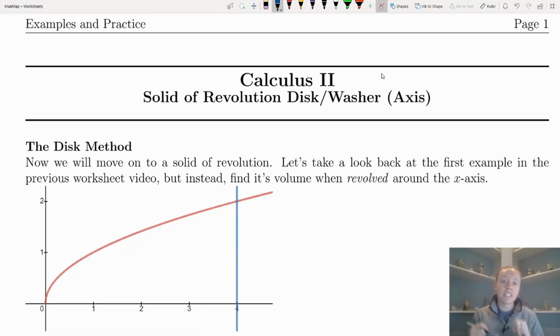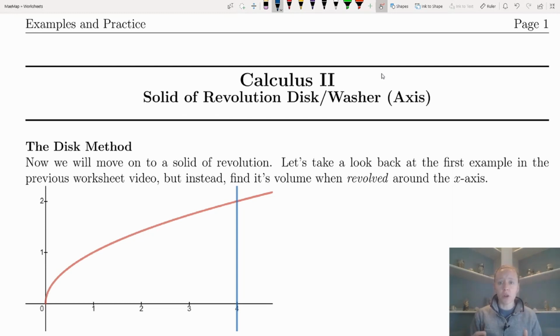Today, we're going to continue with that concept of slicing solids to find the volume, except this time we're going to find the volume of solids of revolution. So that's the case where we take some area and revolve it around either an axis or a line, and then find the volume based on that.